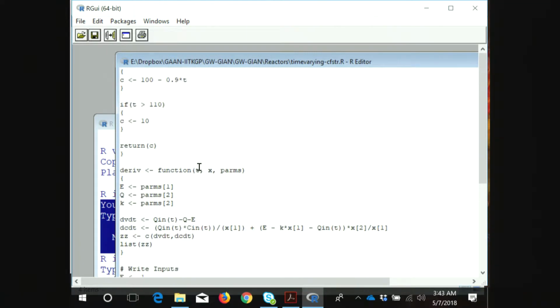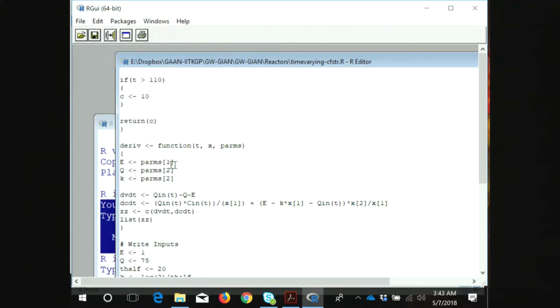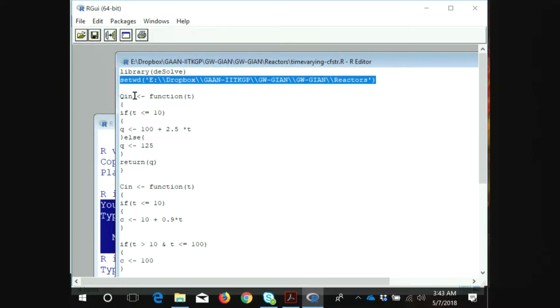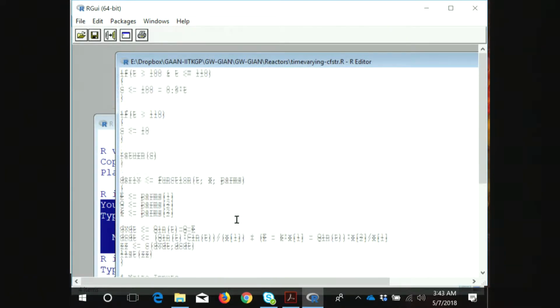So the third part is to write the derivatives. I bring in three parameters. E is the evaporation rate, Q is my outflow rate, and K is the first order decay coefficient for my pollutant. They are all coming out of params, so they have to be in this order, 1, 2, 3: E, Q, and K. Okay. Then my dVdt, this is my flow, is q in as a function of t. My q in, remember, is a function that I wrote. And then minus q, which is the outflow rate, minus the evaporation.